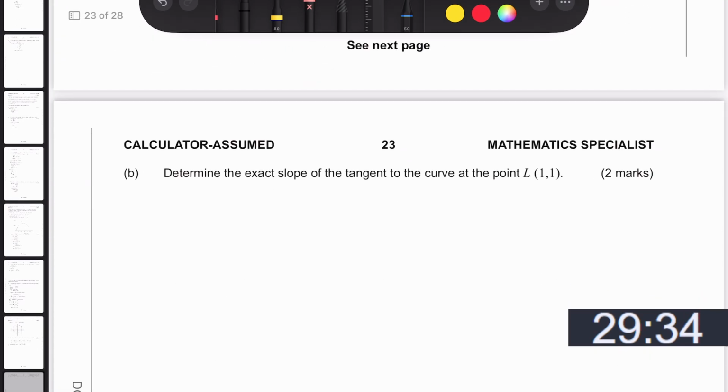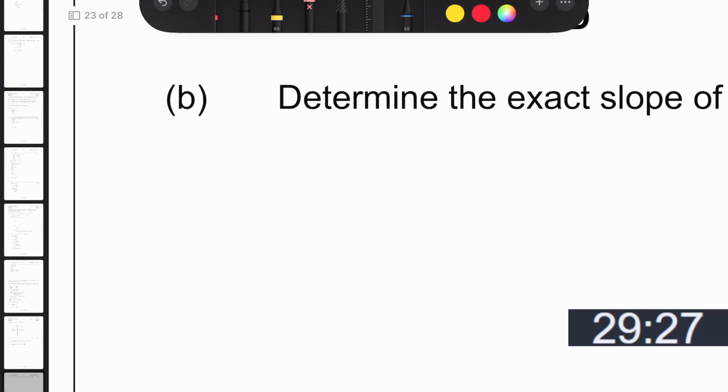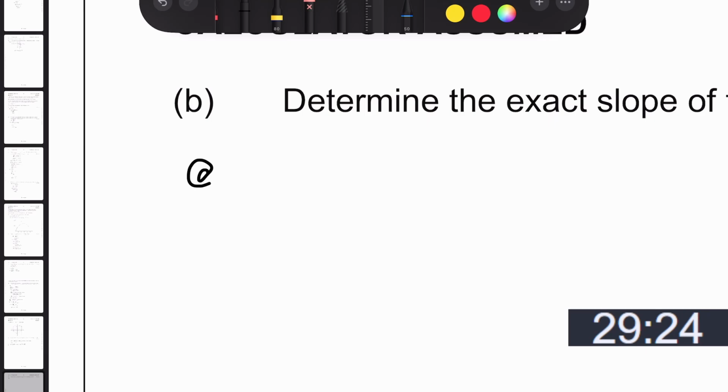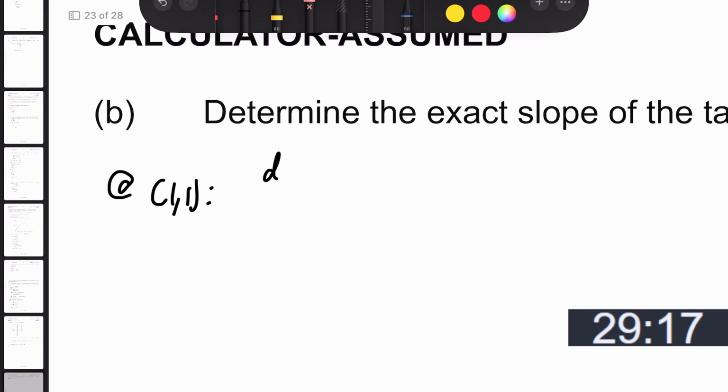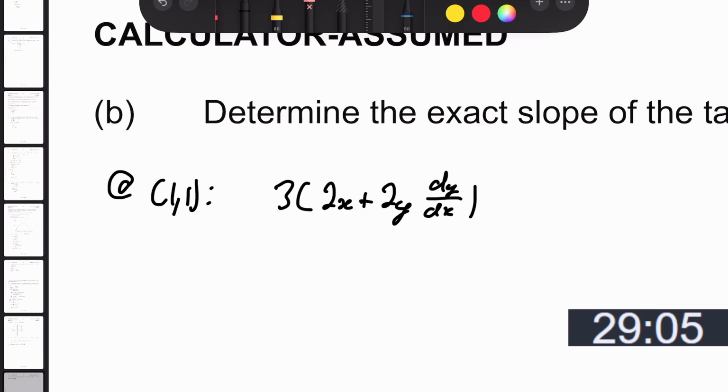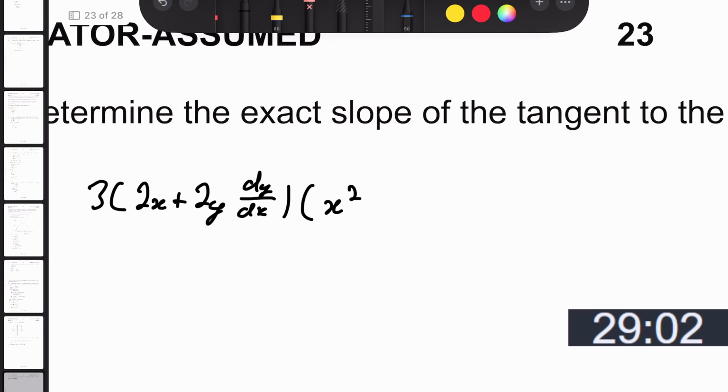Alright. Determine the exact slope of the tangent to the curve at the point L, which is (1, 1). So then at (1, 1), d/dx. Actually, no, I'm just going to say that, okay. 2x + 2y dy/dx, outside of (x squared plus y squared minus 1).